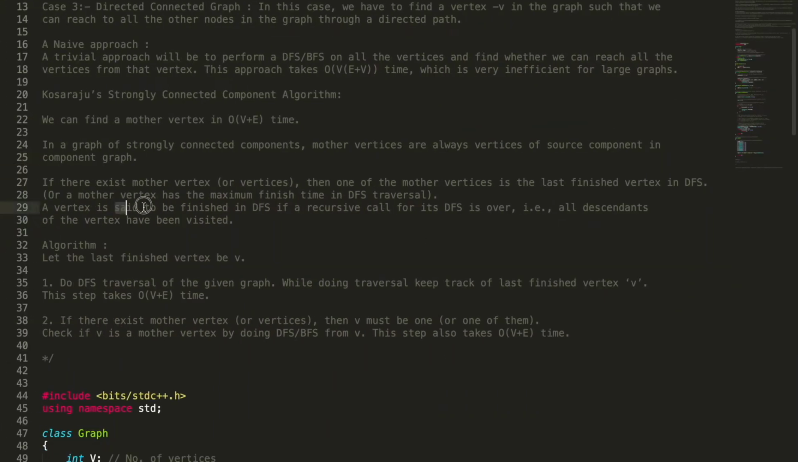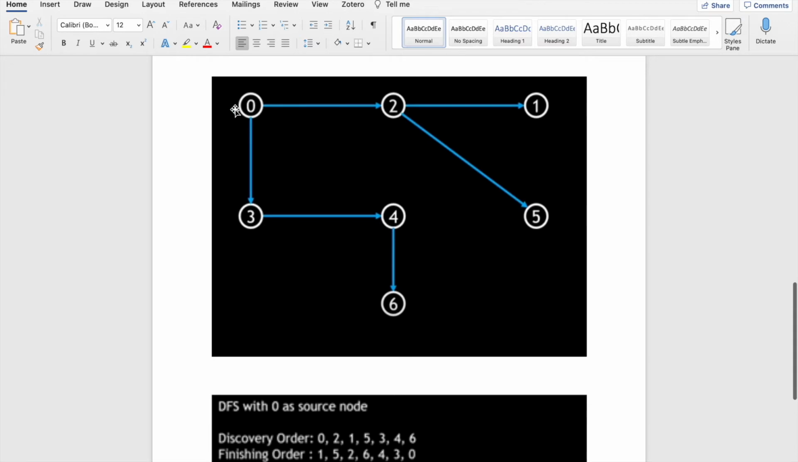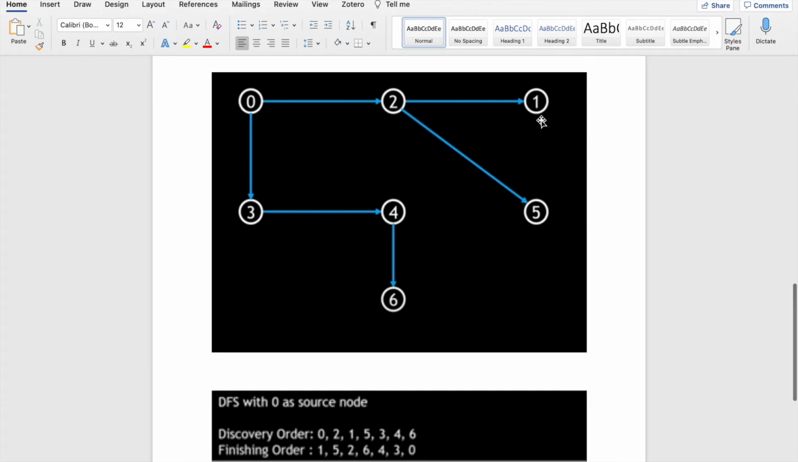When all the descendants of that particular vertex have been visited. So in this example, when you go from 0 to 2 and then 2 to 1, now 1 doesn't have any adjacent vertices, right? So this is going to have the least finishing time. So this will finish first, so this is the reason it's coming first here.